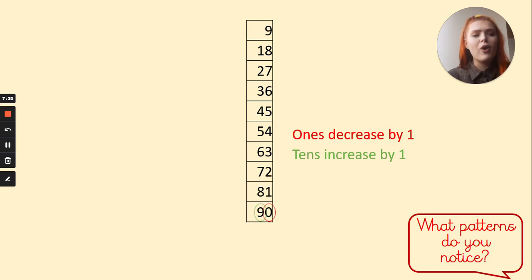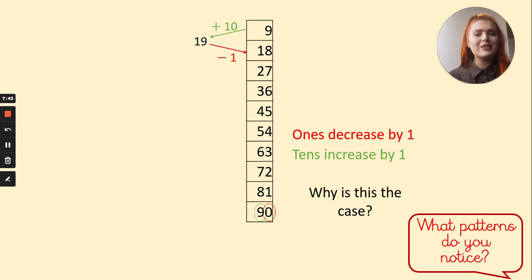I wonder why that is. Why do we think that it's going up in the tens and down in the ones? Well, that's because instead of looking at this as the 9 times table and adding 9 on each time, we're going to look at it as 2 steps. Adding 10 and then taking away 1. Because adding 10 and taking away 1 is the same as adding 9. But this way it's really easy to see why those numbers are changing.